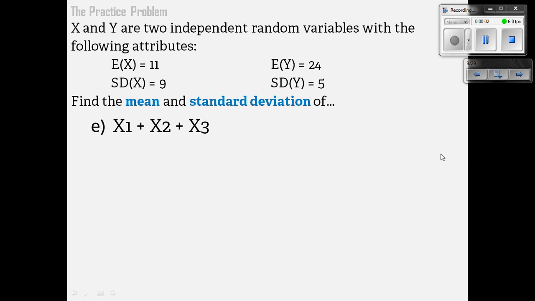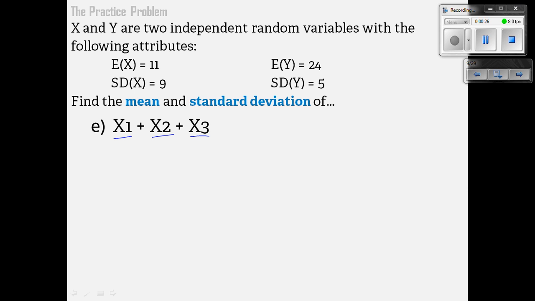Okay, so moving on to part E. Now x1 plus x2 plus x3, there should be a note on your little paper if you're following along that says this is not the same as 3x. And we'll see that when we use the formula. Basically, with something like this, we have to treat it as 3 separate random variables as opposed to just 3 times x. And we'll see how that makes a difference.